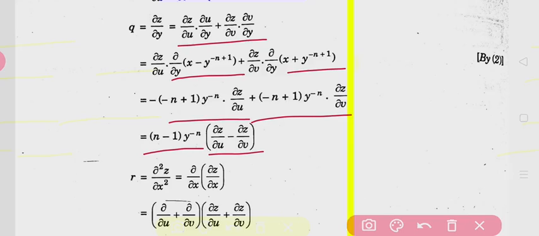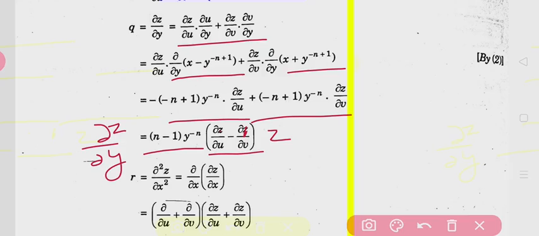Over here also, if you find out, this is ∂z/∂y. So what is the value for ∂/∂y? You just take z outside, as it is common. When you take z common outside, the value of ∂/∂y is (n minus 1) y raised to power minus n, times (∂/∂u minus ∂/∂v).